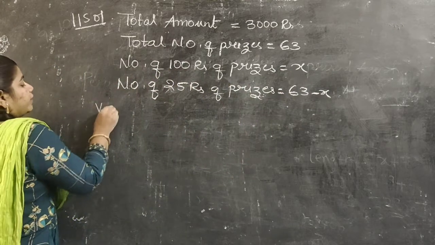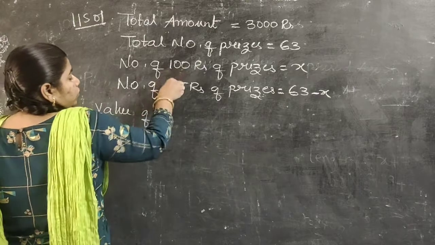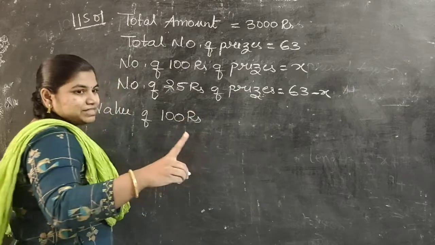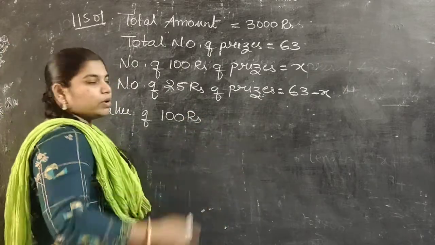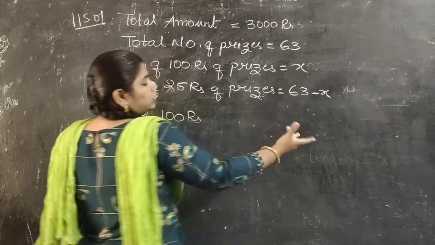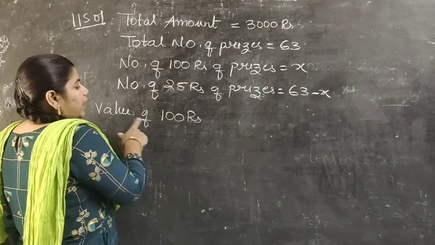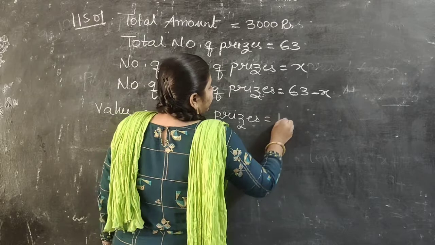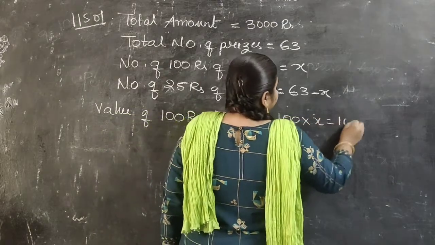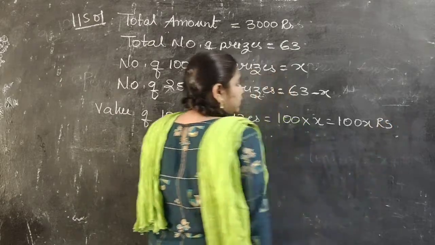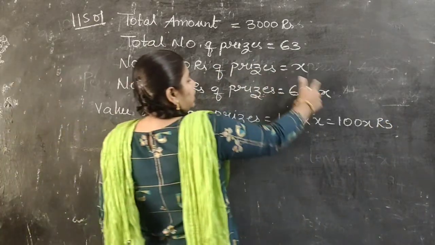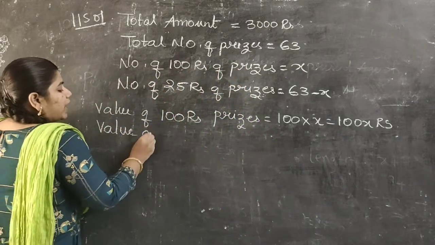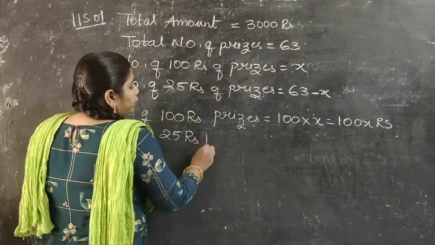So next, what do we have to find? We have to find the value for these two kinds of prizes. So the value of 100 rupee prizes: for one prize they are using 100 rupees, for two prizes it will be 200. In the same way, for x prizes, how much value they are spending we have to find. So the value of 100 rupee prizes will be 100 into x, that is 100x rupees.